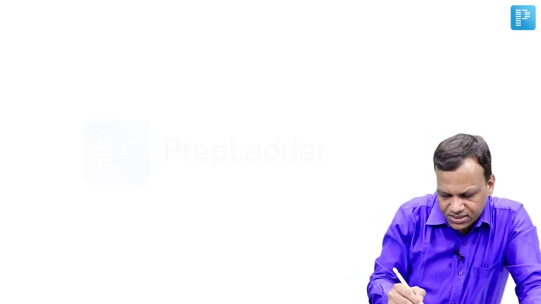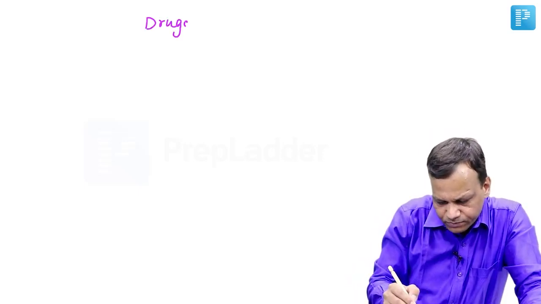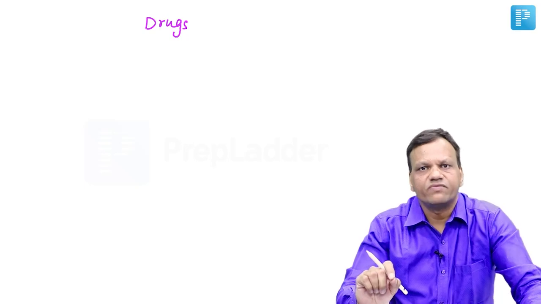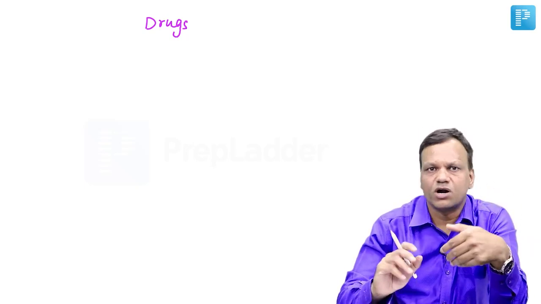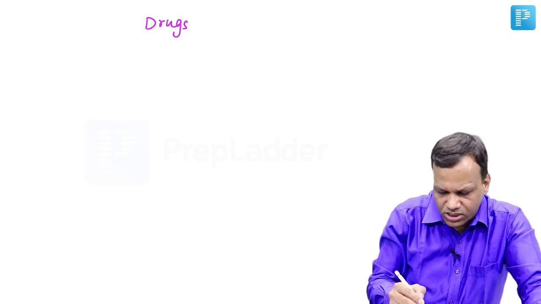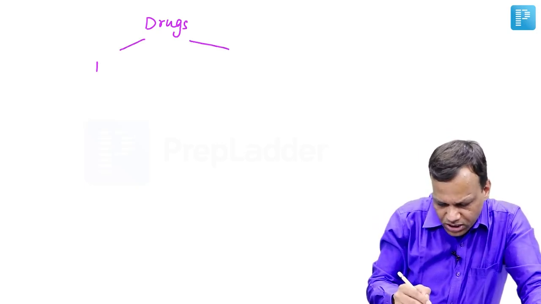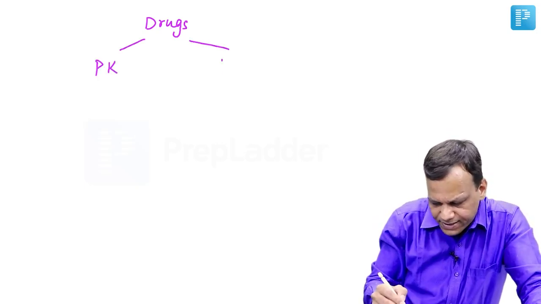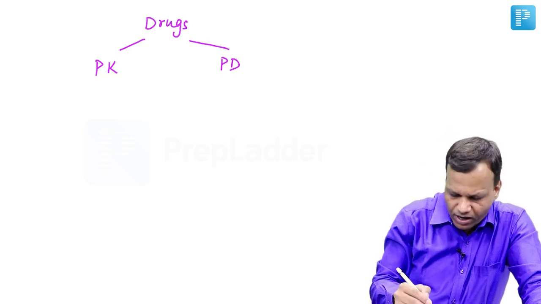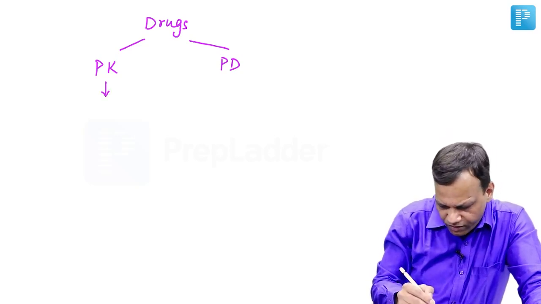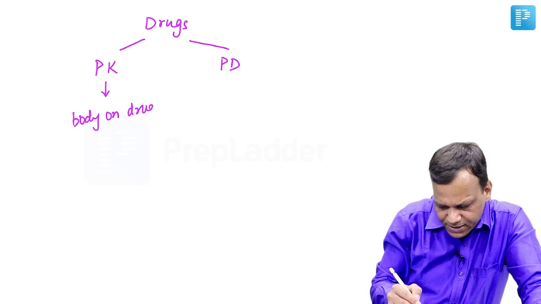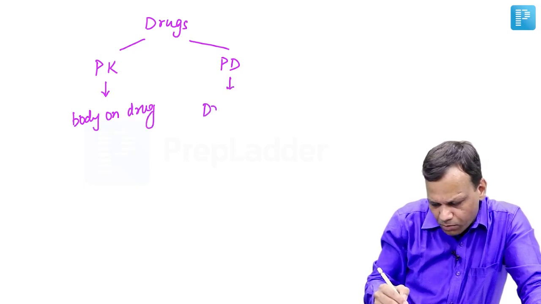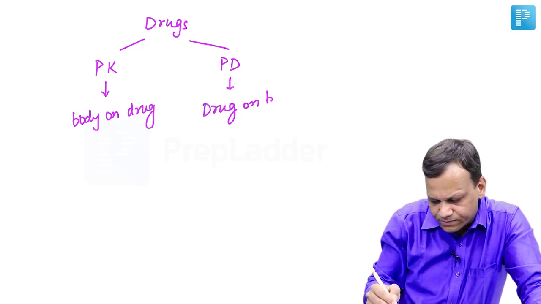We know pharmacology is a science dealing with the drugs. When we give drug to a person, it will exert some effect on person's body, and in return person's body will exert some effect on the drug. So these are the two main branches of pharmacology, which are known as pharmacokinetics and pharmacodynamics. Pharmacokinetic is effect of body on the drug. So what happened to the drug is pharmacokinetics, and effect of drug on the body is pharmacodynamics.